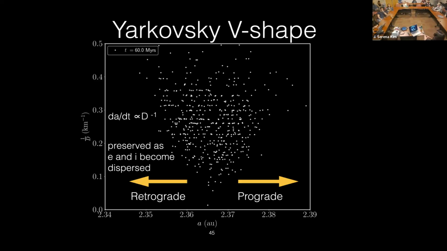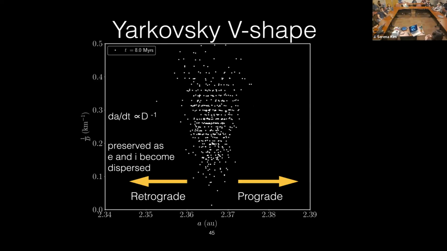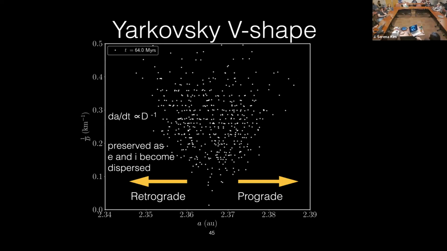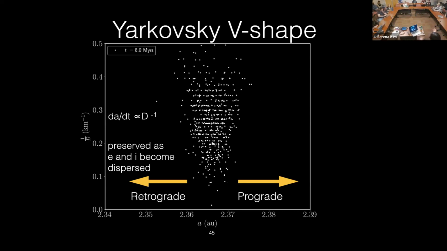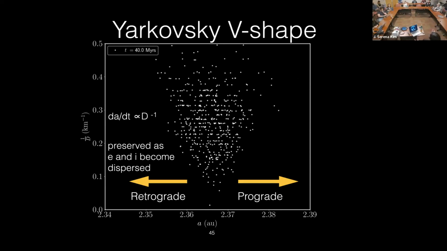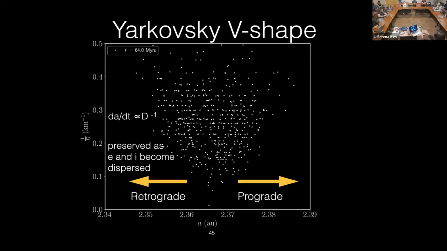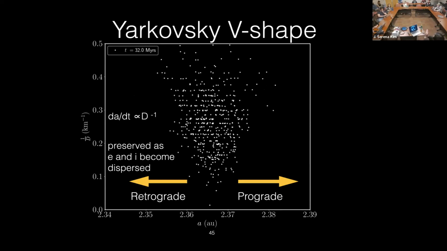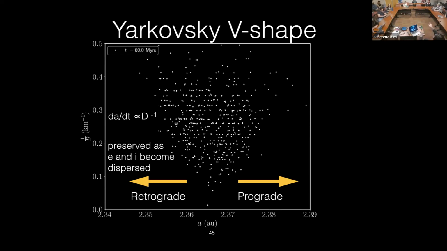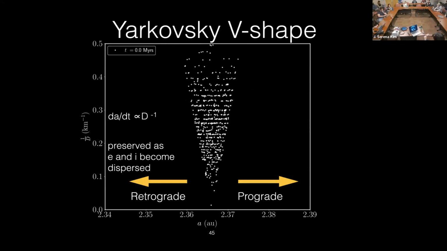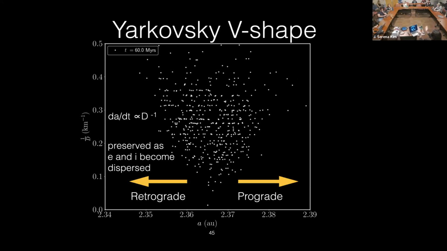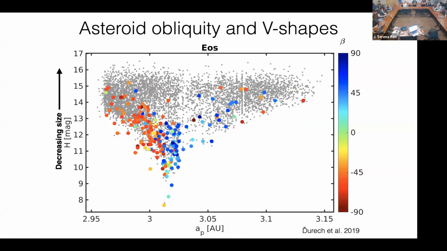So if you look at this in semi-major axis versus 1 over diameter space, we mentioned before that the Yarkovsky drift is proportional to 1 over diameter. Smaller fragments drift faster than larger fragments. If you look at this in this parameter space of a versus 1/D, over time you see a V shape, and a V shape that starts to spread. Retrograde asteroids drift inward, prograde asteroids drift outwards. And the V shape gets wider with time.